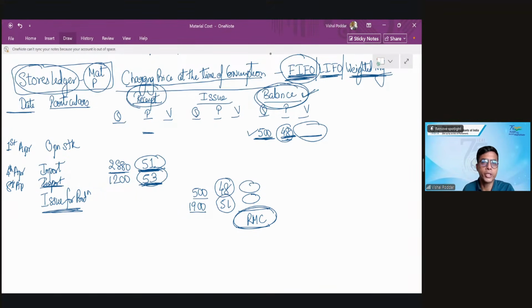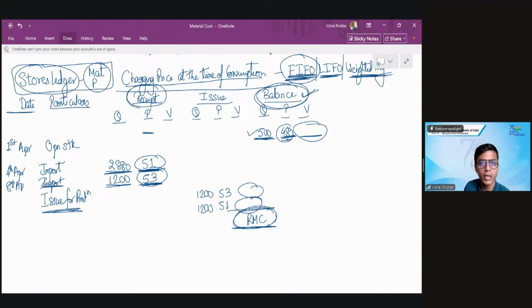Let us say I change my method. No, I don't want to use FIFO. I want to use LIFO. Then what I will do is I will first use this 1200, for which the price will be 53. I have consumed a total of 2400. So I will again use 1200 from here. My price would be 51. And then this total will become my raw material consumed, which will be taken in the cost sheet as my final cost to be added in the cost sheet of this product.